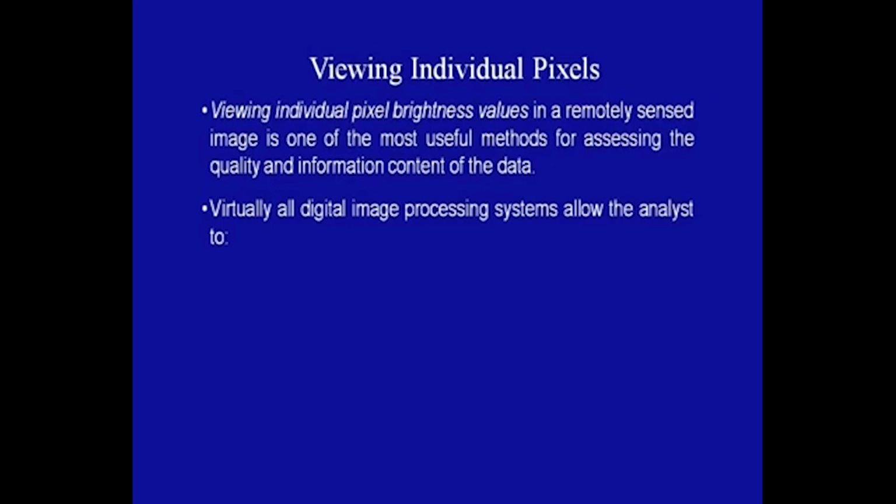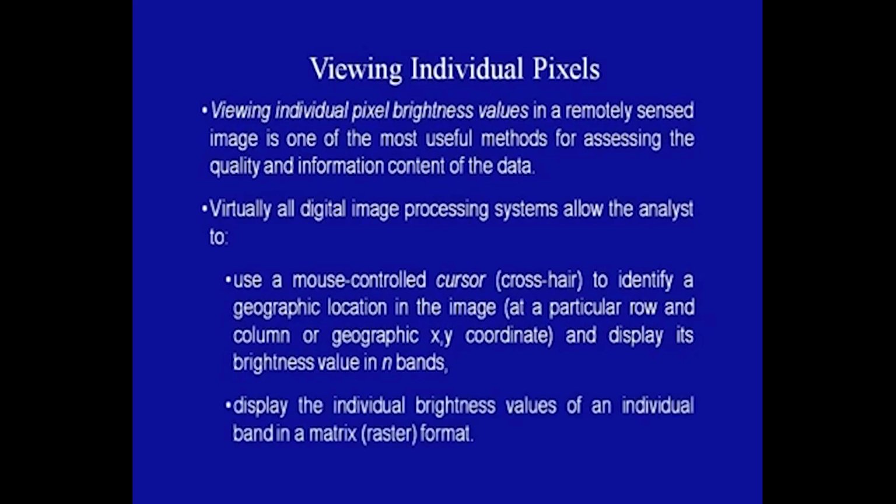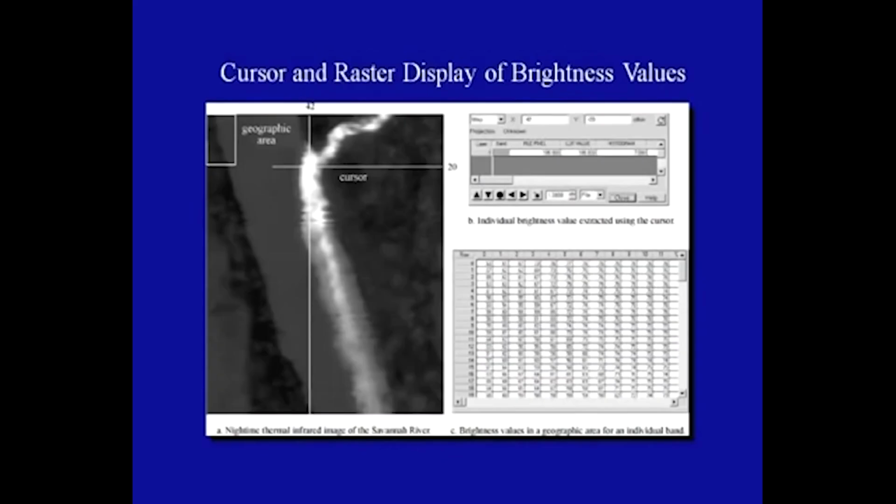Virtually all digital image processing systems allow the analyst to use a mouse control cursor to identify a geographic location in the image and display its brightness value in all the data sets that are present, that is, in n bands in which it has been collected. Then we can display the individual brightness values of an individual band in the form of a matrix, that is, in raster form.